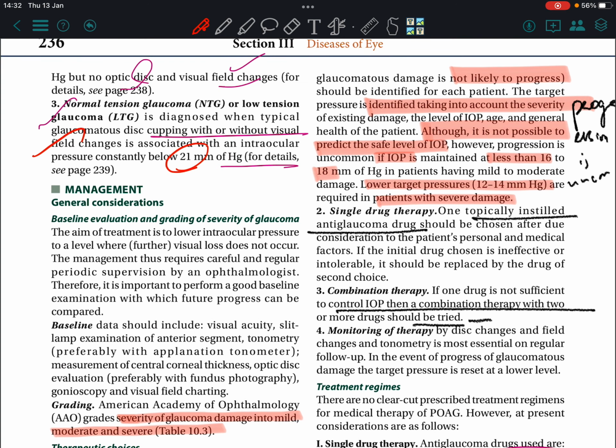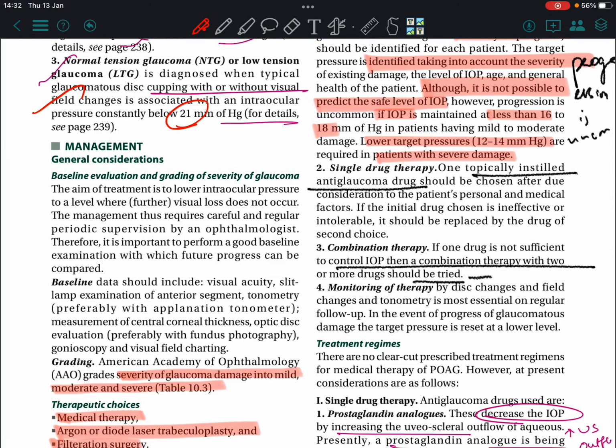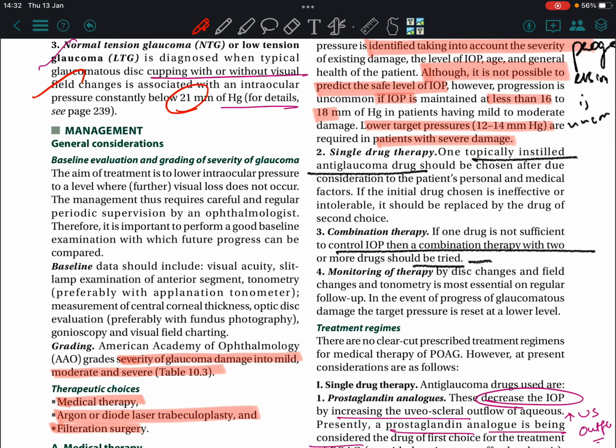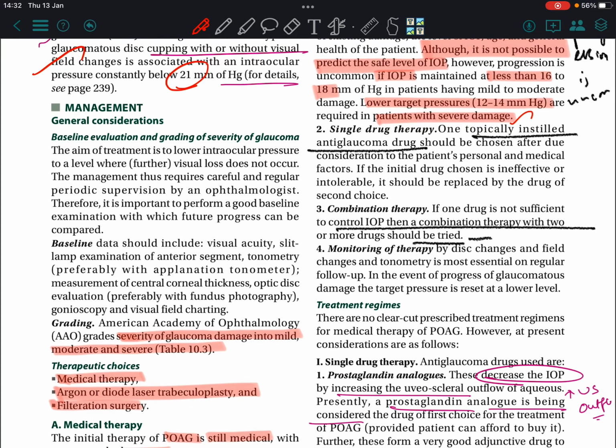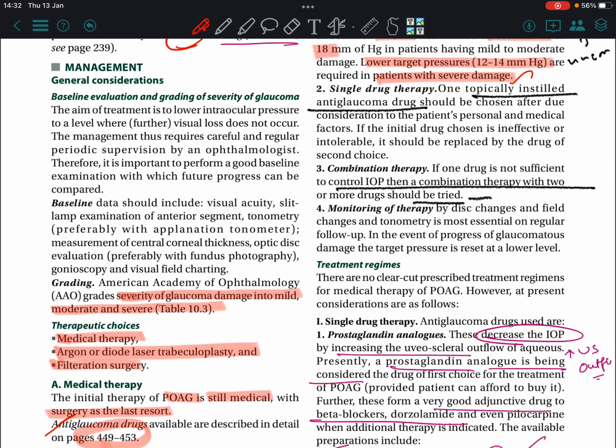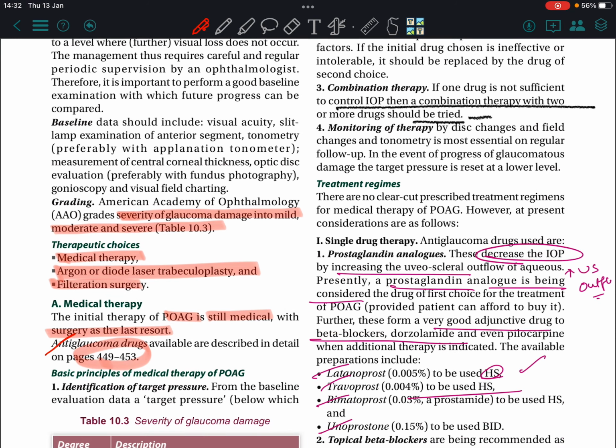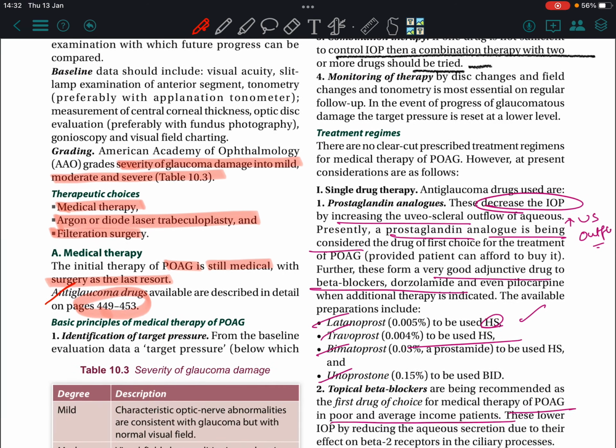Although it is not possible to predict the safe level of IOP, lower target pressures of 12 to 14 mm are required in patients with severe damage. A single drug, topically instilled, should be chosen after consideration of the patient's personal medical factors. In combination therapy, if one drug is not sufficient, 2 or more drugs can be given. Regular monitoring of therapy is needed.